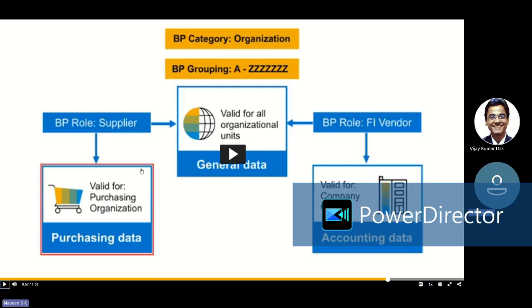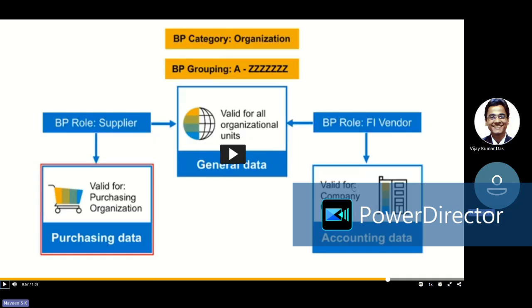Then we have data which is called purchasing data, where purchasing related information will be available. Maybe the vendor currency. Then we have some controls, right? Whether GR based IV is required, automatic purchase order is required for those suppliers. So those will be controlled at purchasing data level.